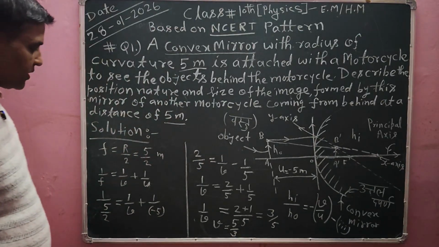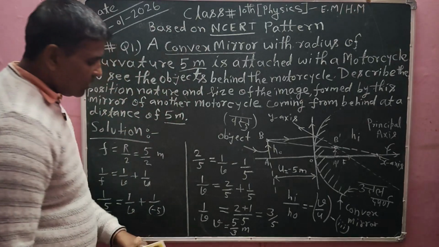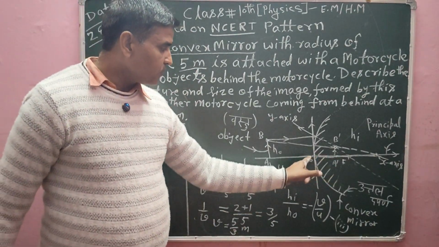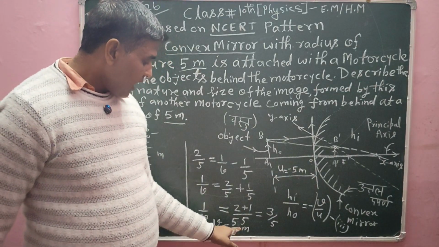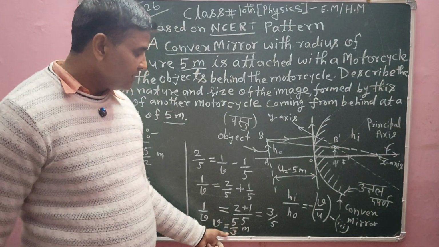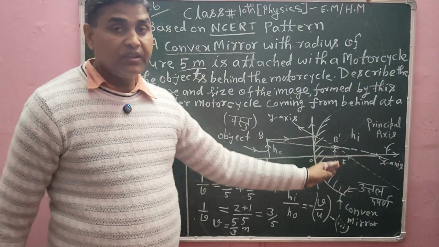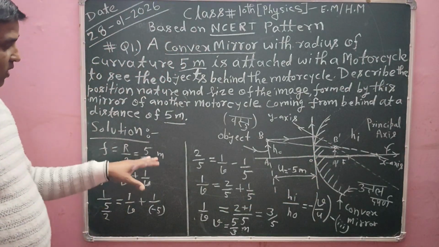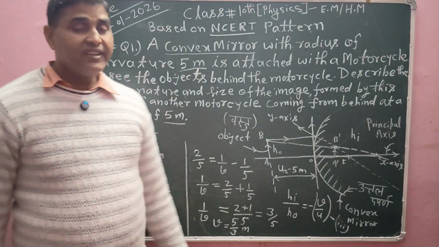This is 5 divided by 3 meter. So I can write here, this is the length of image from the optical center of the mirror. So I will say image is formed at 5 by 3 meter behind the mirror. So I can write like this.